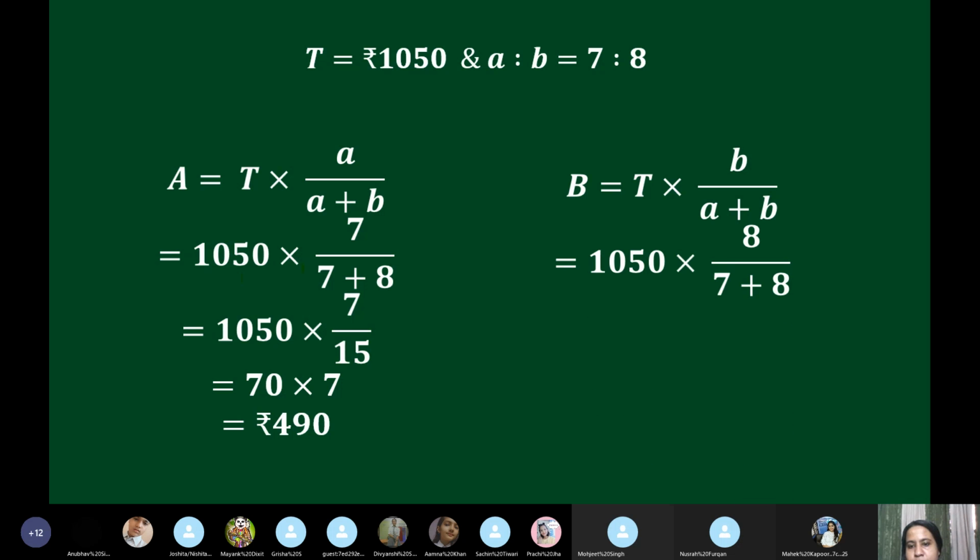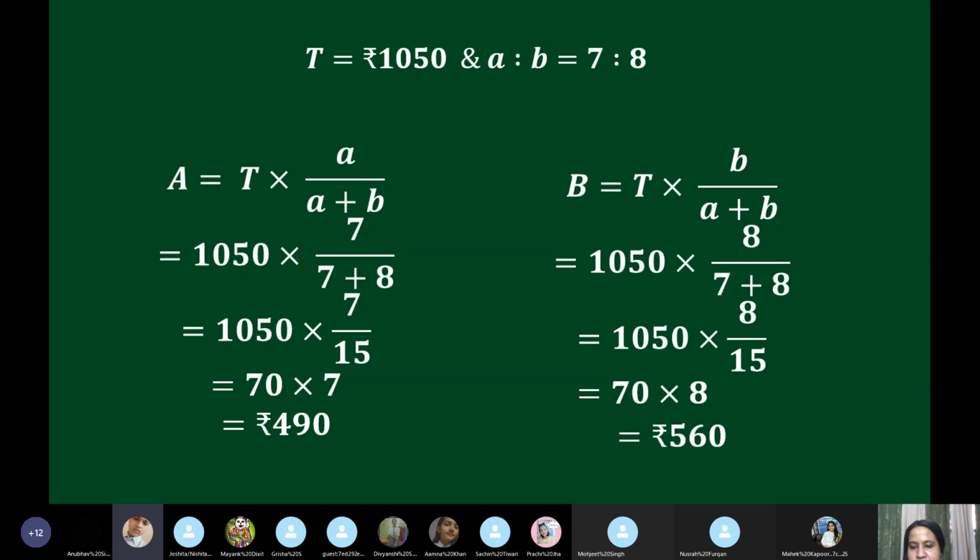B equals 1050 into 8 upon 7 plus 8. Again 7 plus 8 is 15. So 1050 into 8 by 15 is 70 into 8, and the answer is 560. You can cross check it. Add A and B and check whether it is equal to 1050 or not.